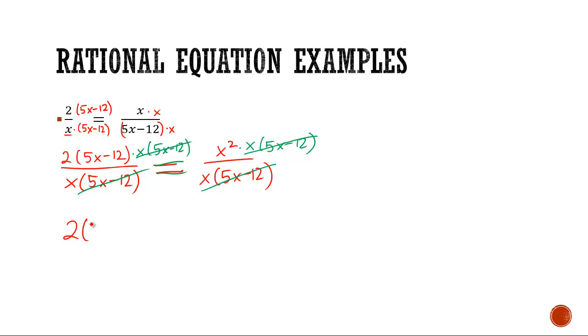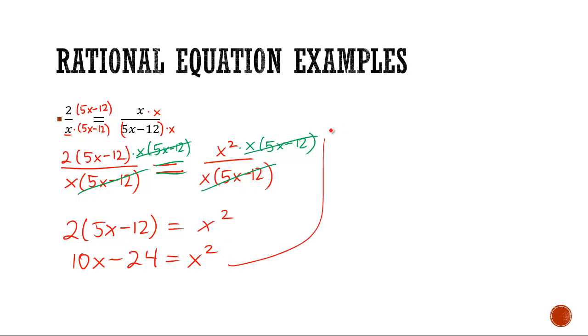So we're left with 2 times 5x minus 12 equals x squared. So now we need to solve this. So we've got 10x minus 24 equals x squared. But since we have a square in our equation, we need to get everything onto one side equal to 0 and factor. So let's get everything to the right side because that's where x squared is positive, and then we don't have to factor out a negative. So we'll have 0 equals x squared minus 10x plus 24.